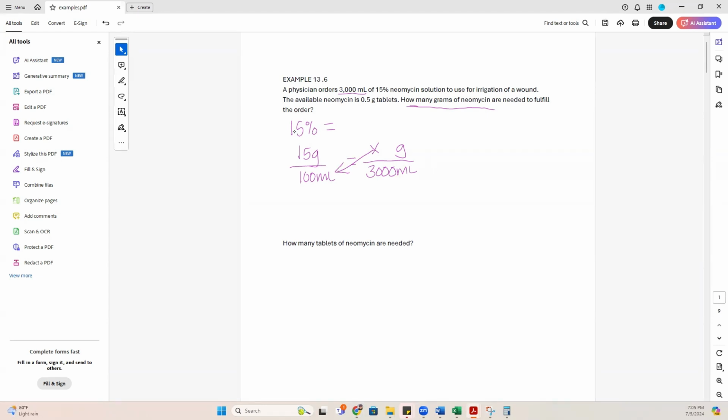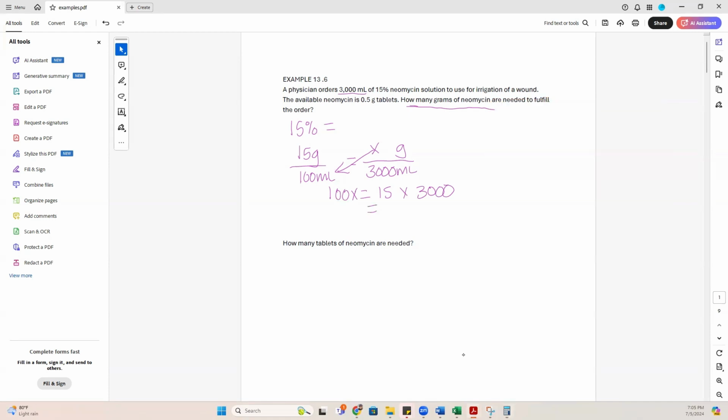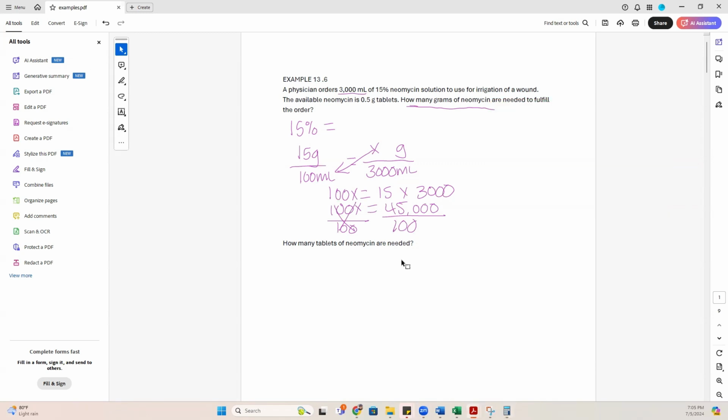We're going to look diagonally from our X and write 100x is equal to 15 times 3,000. Get out our calculator and do 15 times 3,000, which gives us 45,000. So we have 100x is equal to 45,000. Now you want to get x alone, so you're going to divide each side by 100 to get rid of that there. And 45,000 divided by 100 is 450. So we need 450 grams.